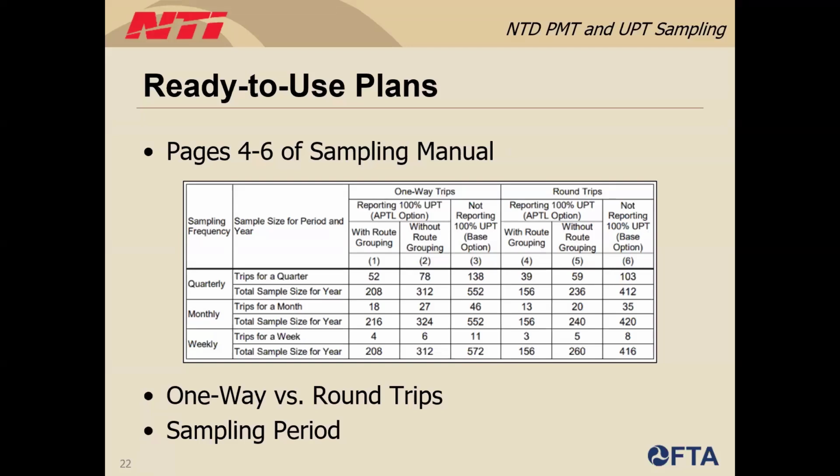Once you've made all your choices, you can locate your row and column on this table, which will tell you your required sample size per sampling period and per year. For example, let's say I want to sample weekly. I'm sampling one-way trips. I have 100% count of UPT, and I'm not using route grouping. That will put me in column 2 in the last 2 rows. I need to sample 6 trips per week, which comes out to 312 per year.